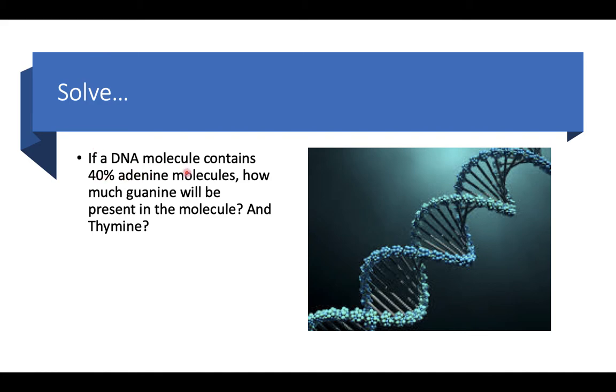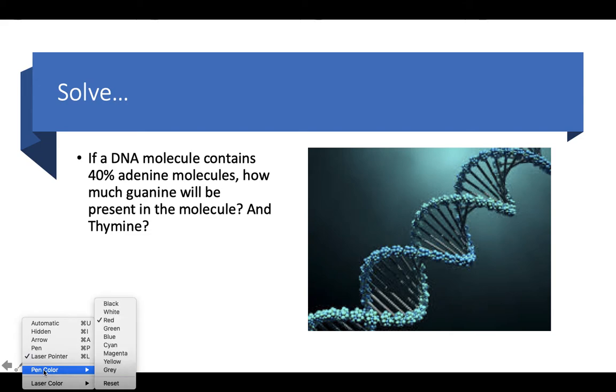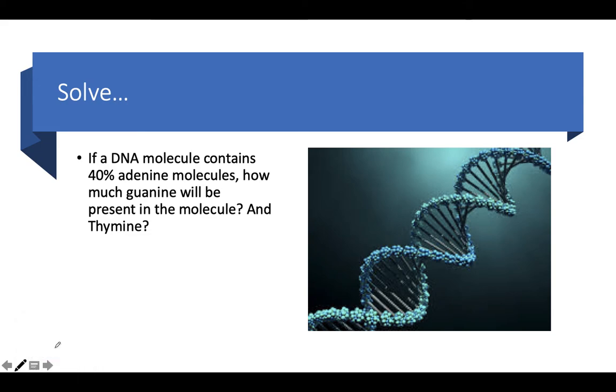So if a DNA molecule contains 40% adenine molecules, how much guanine will be present in the molecule, and then how much thymine will be present in the molecule? So let's work out this problem.